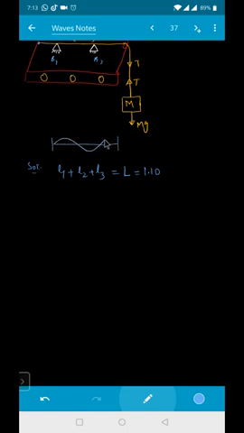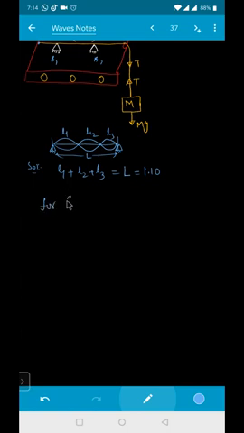1, 2, 3 like this. Three loops have been forming in this. This is your L1, this is your L2, this is your L3. And here there are the bridges. The total length is given as L, which is 1.10. So L1 plus L2 plus L3 must be equal to 1.10. The frequency ratio is also given.